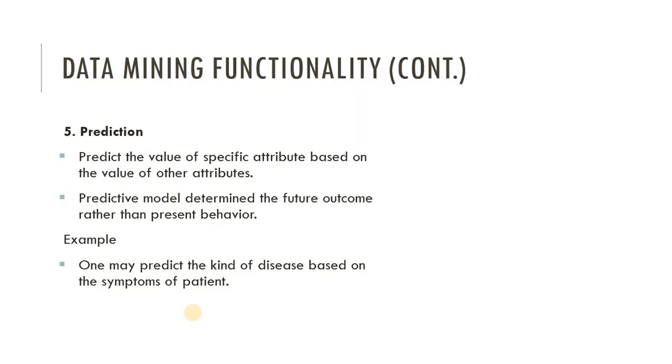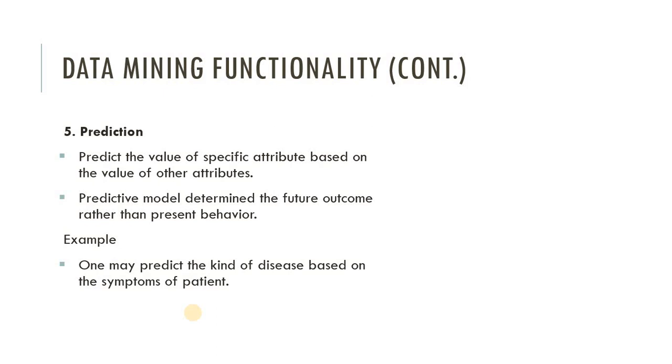The first one is prediction. Predict the value of specific attributes based on the value of other attributes. In regression, what we have done is predicting values based on the previous attributes. But now in prediction, we are predicting the values of a specific attribute based on the value of other attributes.